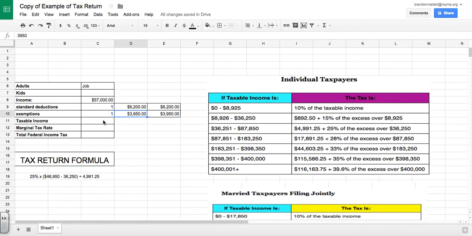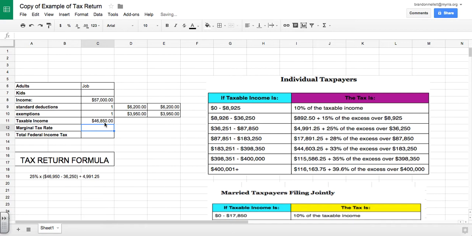Now, taxable income. What we're going to do to find this is go equals, click on our income, subtract our standard deduction, and subtract our exemption. So now we're at $46,850.